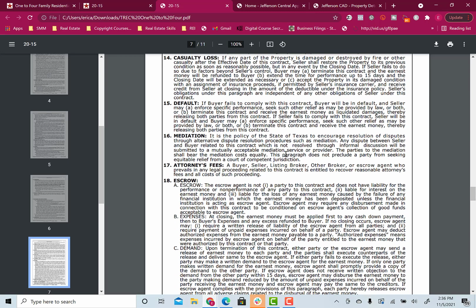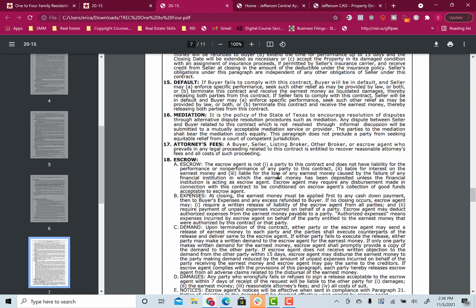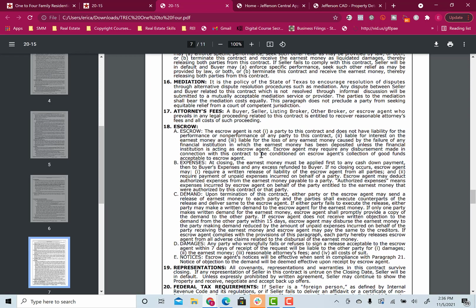There's a mediation portion if you want to mediate the contract, and attorney's fees, who will pay those. Escrow has to do with the person that gets the earnest money. They have to put it into escrow. There will be a fee for that at closing. And it's important to have earnest money down, because that's part of making the contract, there being a consideration paid, and that makes the contract valid. So make sure you do have earnest money, but it doesn't have to be a huge amount like I mentioned before.